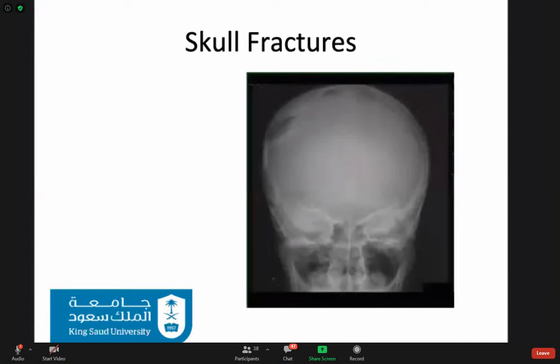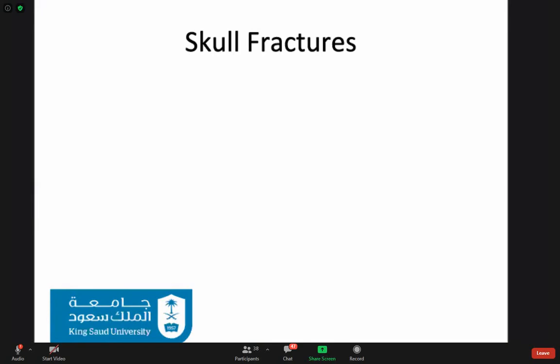Skull fractures. What's going on here? So this is a depressed skull fracture. Okay, you can see it. It's actually gone through the bone. So this is a part of the skull that's actually depressed into the brain. The significance of this is that it can cause compression to the brain itself. So it needs to be lifted most of the time.